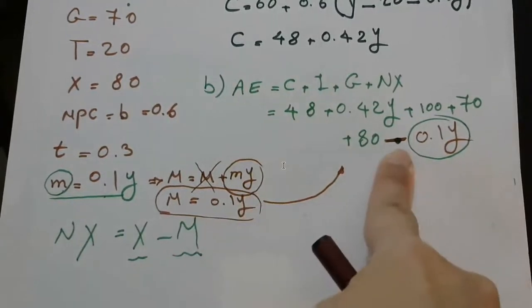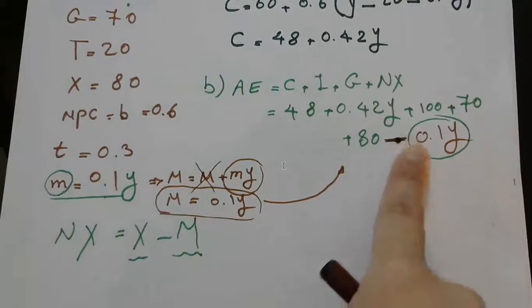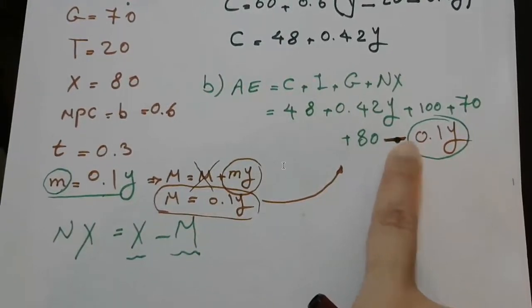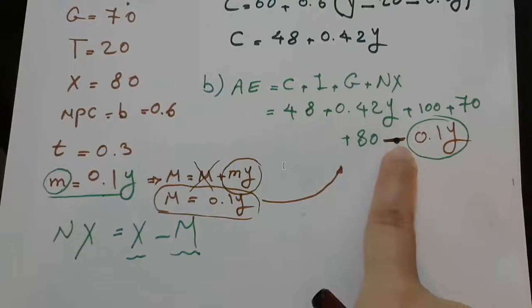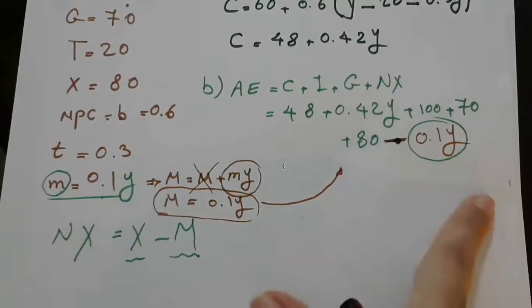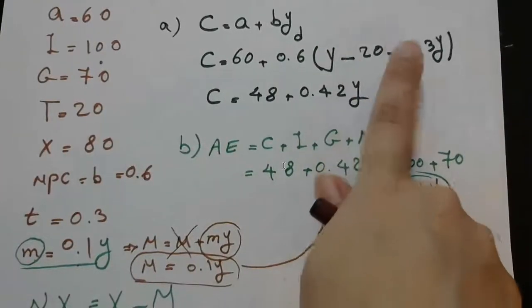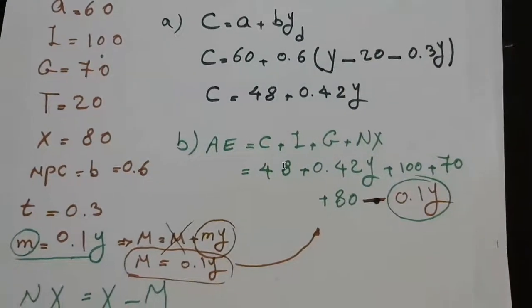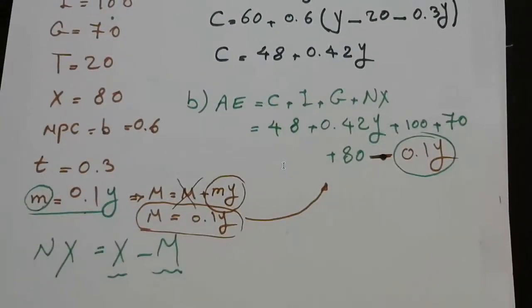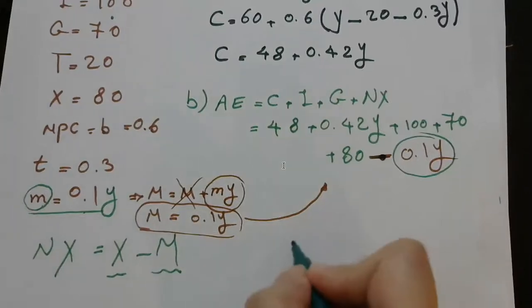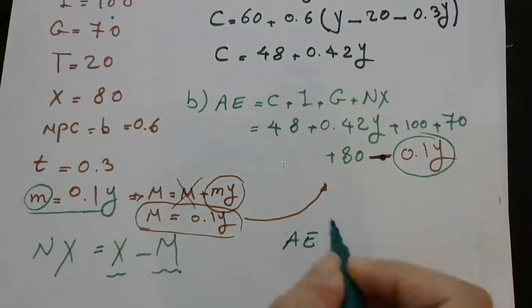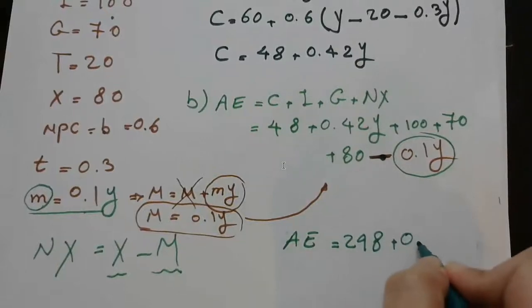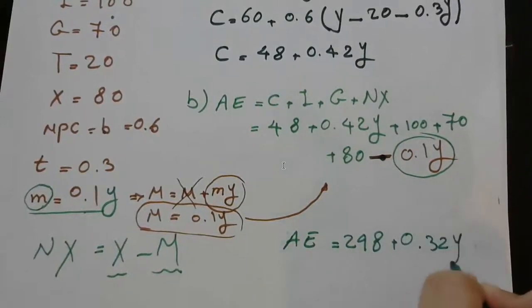You replace it in the aggregate expenditure function, so you have to replace it with a negative. Do remember that import is a leakage from the system. That's why it is negative. The same with tax. Tax is a leakage from the system. That's why it is negative. So then, how much is the aggregate expenditure function? Aggregate expenditure is equal to 298 plus 0.23Y.